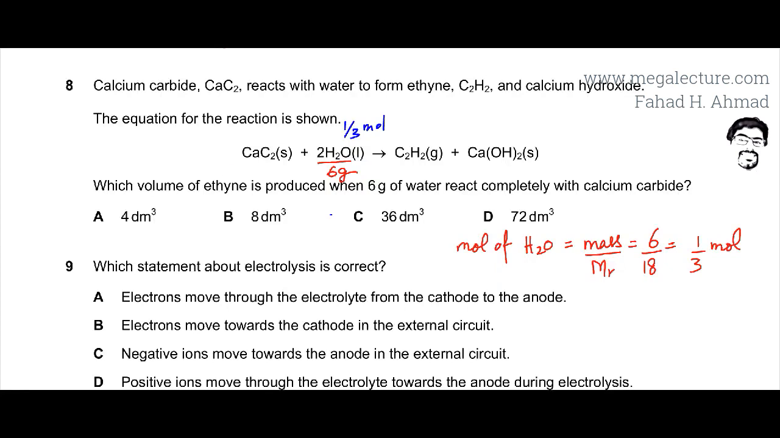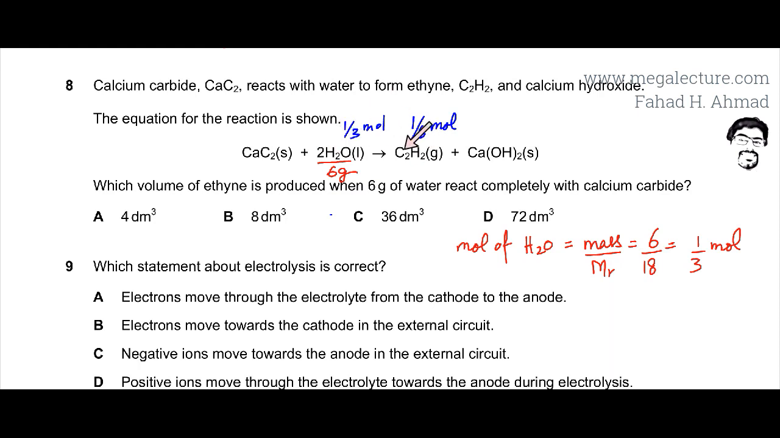Now the question wants us to calculate the volume of ethyne. The first thing I'm going to do is find the moles of ethyne. The moles of ethyne and the moles of water have a ratio, it's 2:1. According to the equation, two water molecules produce one molecule of ethyne, which means it's 2:1. So if I have 1/3 moles of water, the amount of ethyne that's going to be produced is going to be 1/6 moles. It's going to be half of that because it's 2:1.